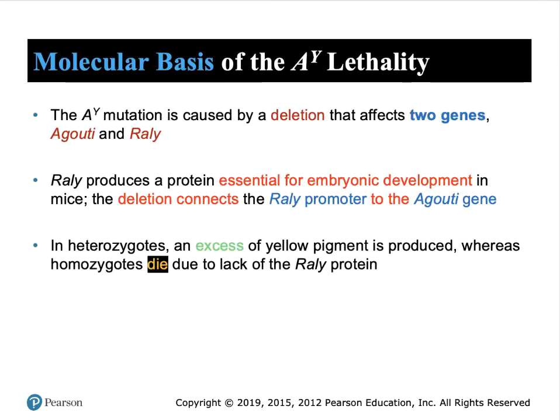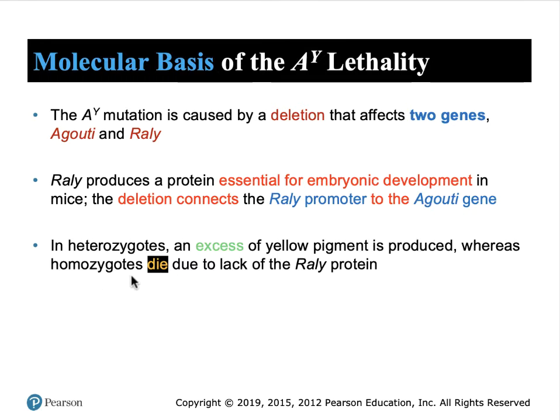Upon further analysis, the AY allele is really a mutation, and that mutation is a deletion that affects a part of the chromosome that has 2 genes residing on it, agouti and Raleigh. And Raleigh produces a protein essential for embryonic development in mice. And the deletion connects the Raleigh promoter to the agouti gene. So the two neighboring genes are rearranged such that the promoter for Raleigh is now on the agouti gene. And in the heterozygous condition, an excess of yellow pigment is produced.